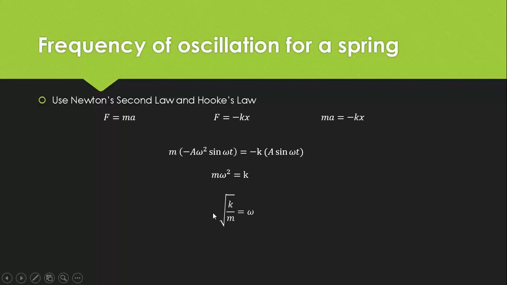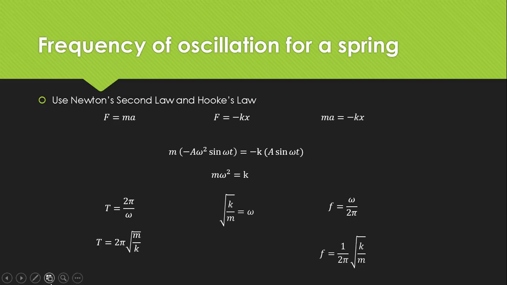If we actually solve this for omega, divide both sides by m, square root both sides, omega is equal to the square root of k over m. Well, if period is 2 pi over omega and frequency is omega over 2 pi, we could use those results to figure out period and frequency in terms of k and m. Period should be 2 pi divided by omega. Well, if you invert omega, it's 2 pi times the square root of m over k. And frequency should be 1 over 2 pi times the square root of k over m.